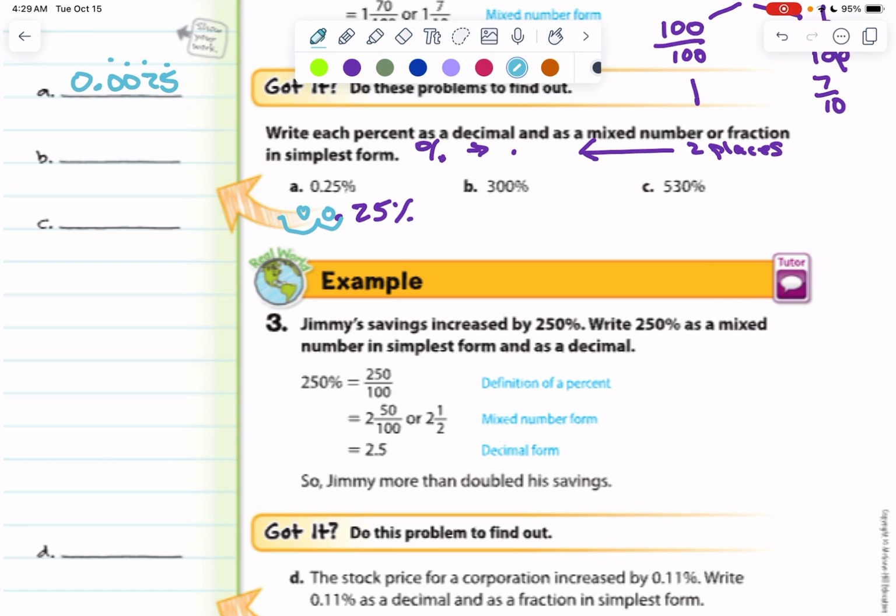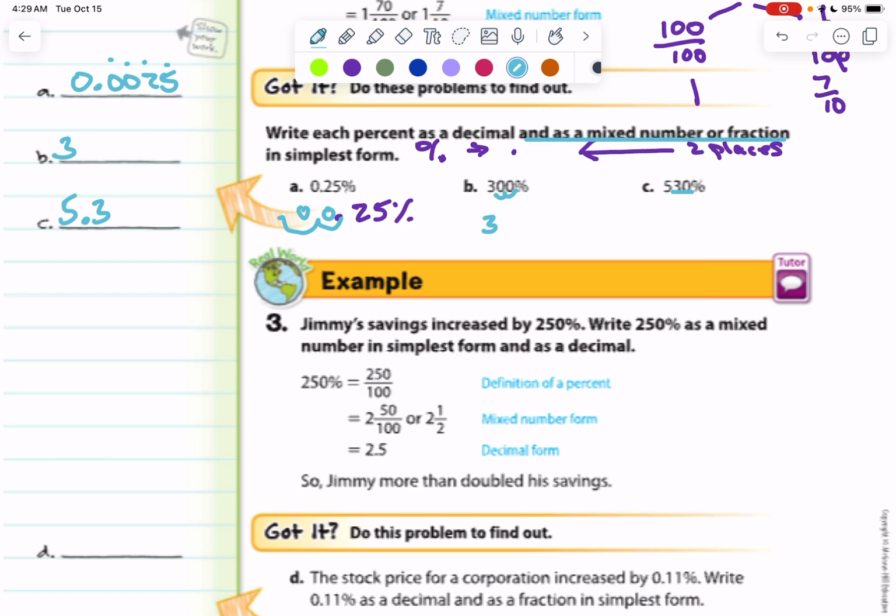All right, let's do that with 300%. 1, 2. So this one's going to be 3. Okay, and 530%. 1, 2. This one will be 5.3. Now, I think it asks for something else here. And as a mixed number or fraction.